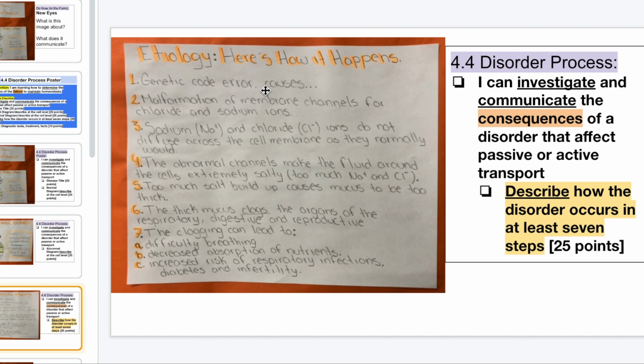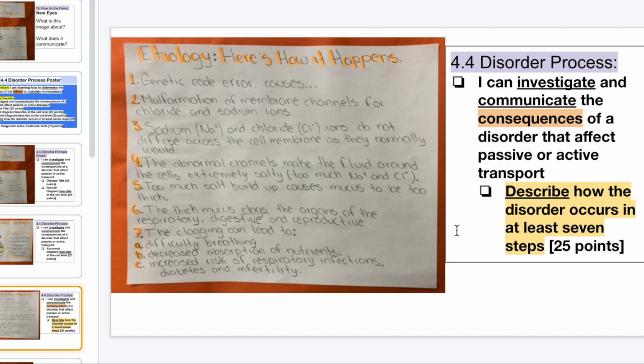So first, there's a genetic code error, which causes 2, malformation of membrane channels for chloride and sodium ions. We saw that in the diagram, didn't we? 3, sodium and chloride ions do not diffuse across the cell membrane as they normally would. We saw that in the comparison diagrams. 4, the abnormal channels make the fluid around the cells extremely salty, too much sodium and chloride. 5, too much salt buildup causes mucus to be too thick. 6, the thick mucus clogs the respiratory, digestive, and reproductive organs. 7, the clogging can lead to A, difficulty breathing, B, decreased absorption of nutrients, C, increased risk of respiratory infections, diabetes, and infertility.